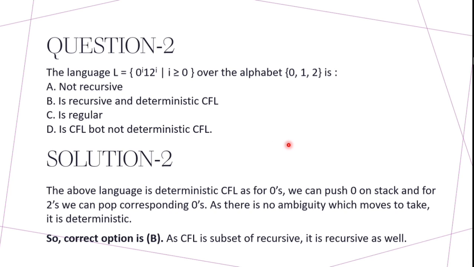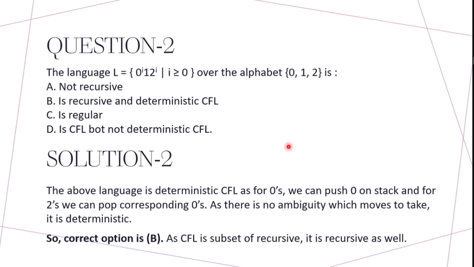For zeros, we push 0 on the stack, and for 2's we pop the corresponding zeros. As there is no ambiguity about which move to take, it is deterministic, so option B is correct. As CFL is a subset of recursive, it is recursive as well.